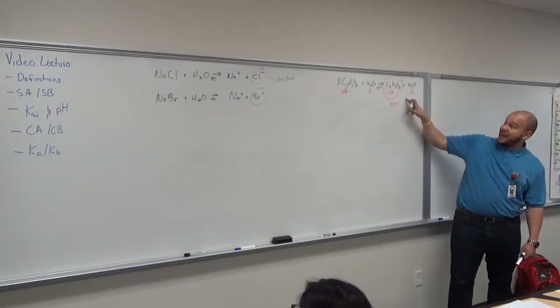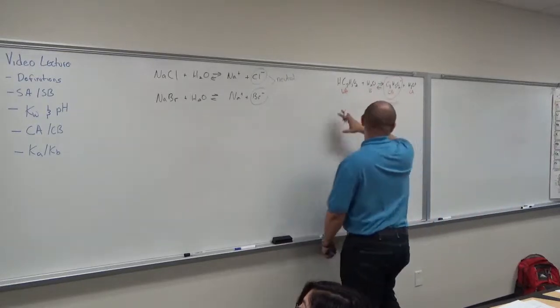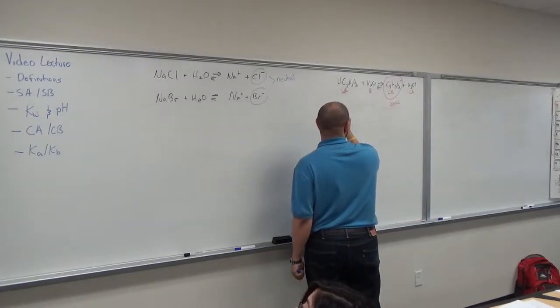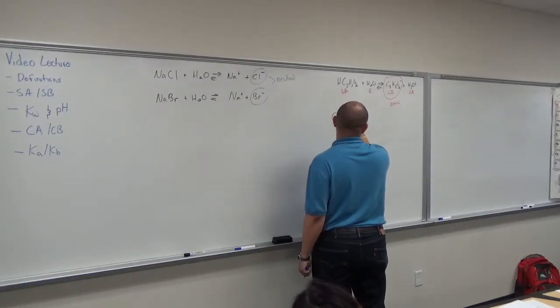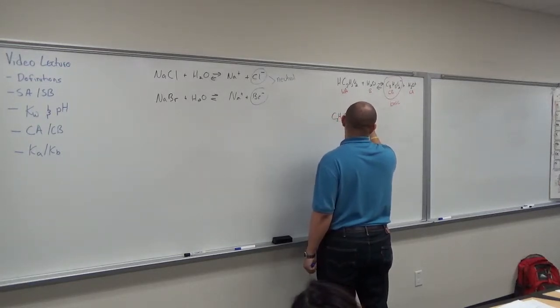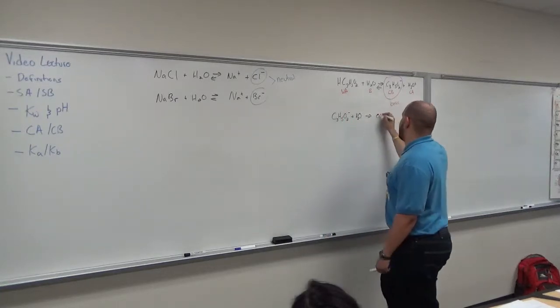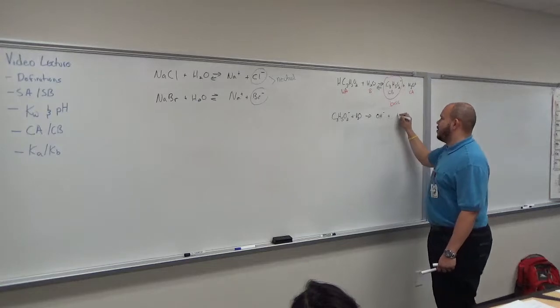So what that means is that subsequent to this, outside of this equilibrium that's occurring, you also have C3H5O2 minus that's interacting with water to form hydroxide and the original acid.